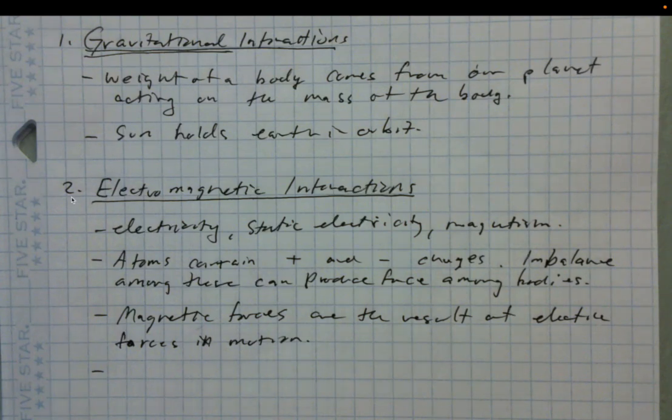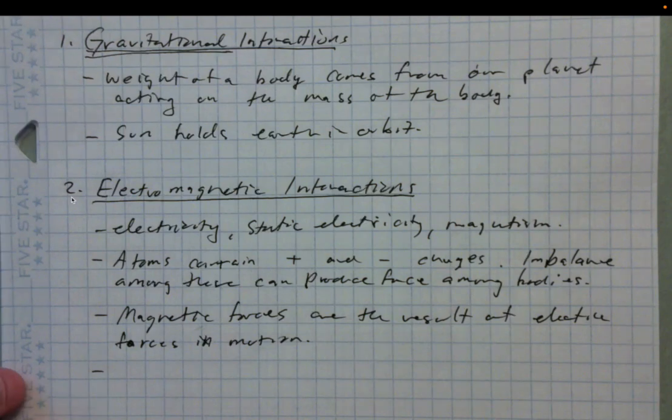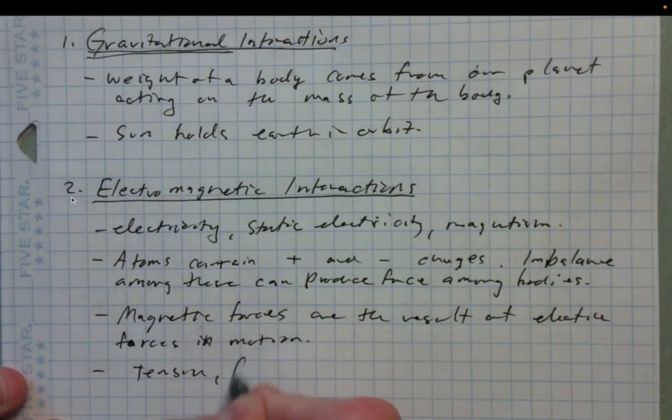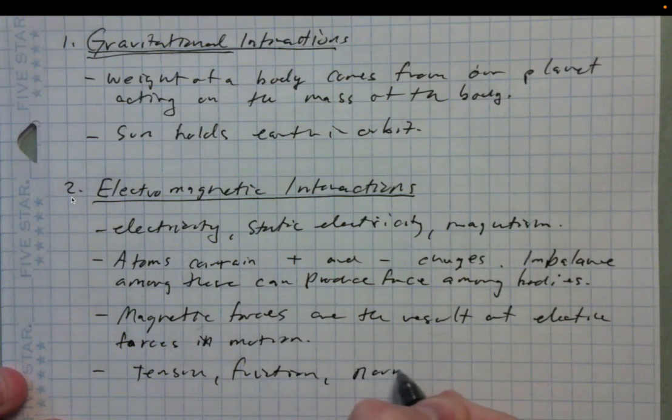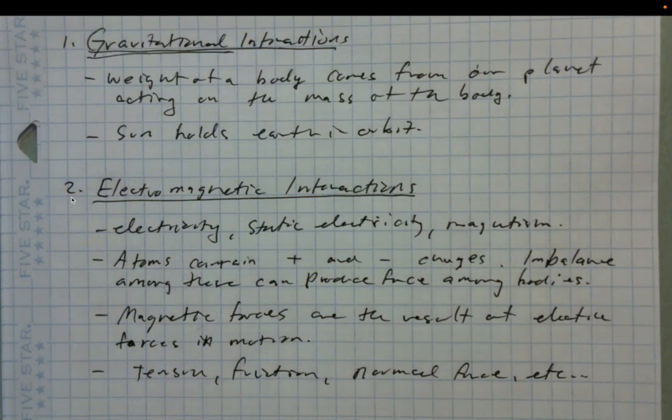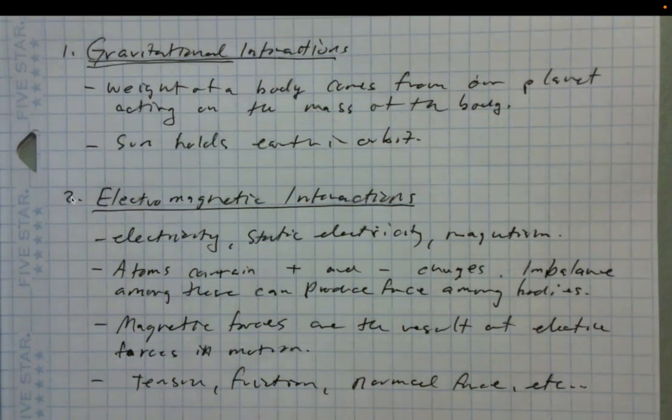Now, of the forces above that could be thought to be examples of electromagnetic force or electromagnetic interactions, we're really talking about tension, friction, normal force, etc. Really, most of the other forces. So you've got gravity, which generates weight and things like that. But most of the other forces that we've discussed in kinematics are due to electromagnetic interactions. Okay. And so those are the two types of fundamental forces that we're familiar with.